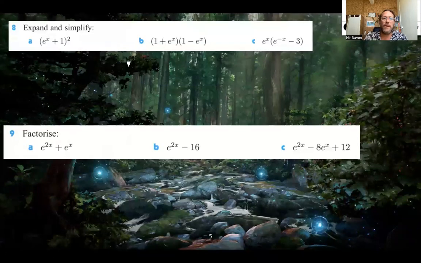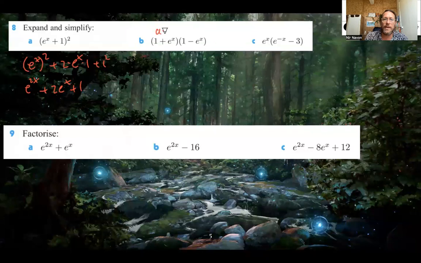Expand and simplify. We've seen some of these. So let's do that one. That would be (e to the power of x) squared plus 2 times e to the power of x times 1 plus 1 squared. So this would be e to the power of 2x plus 2e to the power of x plus 1. Here, this would be (a plus b)(a minus b), which is a squared minus b squared. And this is just developing that.